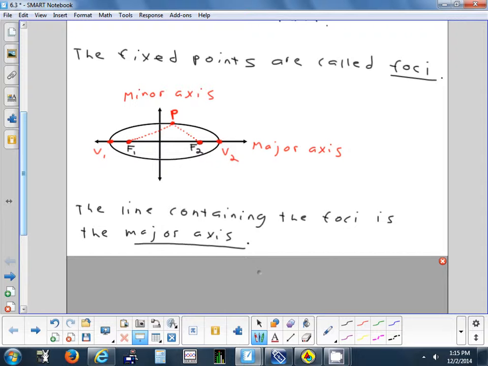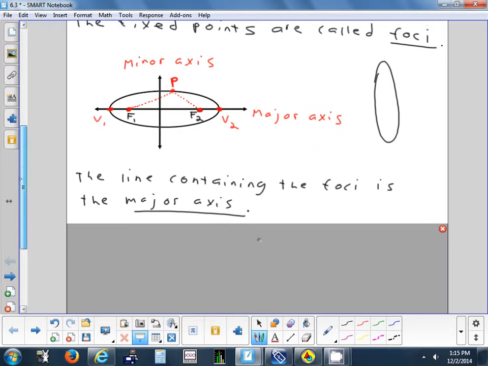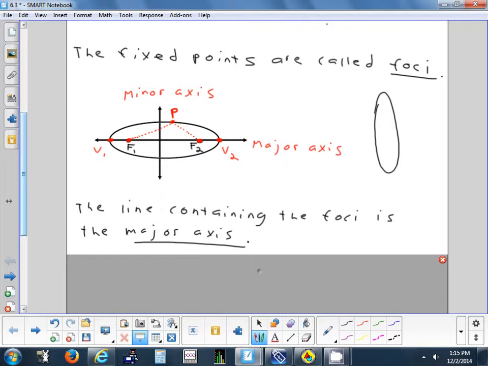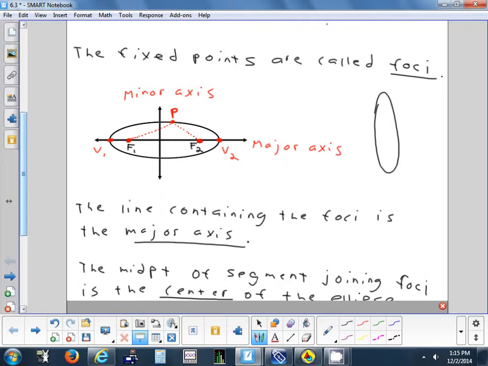Also, another way you can think of the major axis is it goes the long way on the ellipse. So if your ellipse is horizontal, like it is here, the major axis is horizontal. If I drew an ellipse like this, now the major axis would be vertical. So the major axis always goes the long way. The minor axis goes the short way. It's a simple way to think about it.